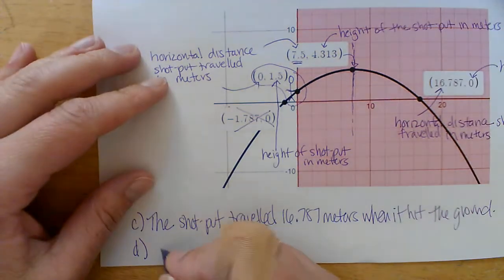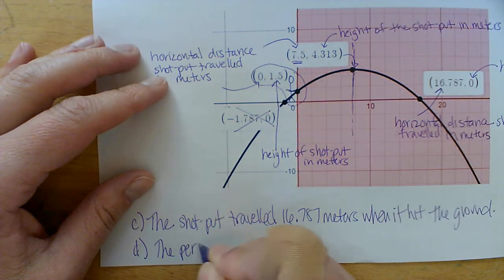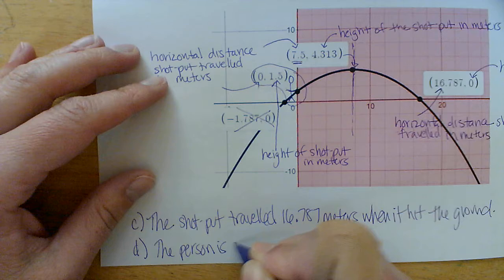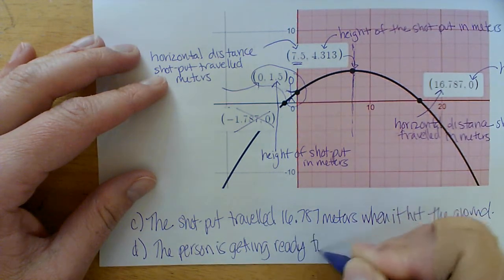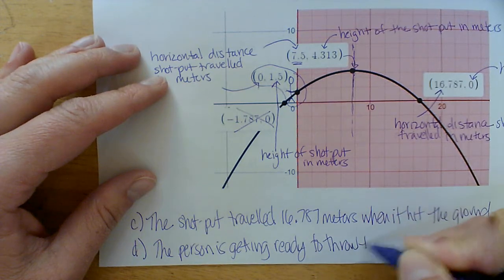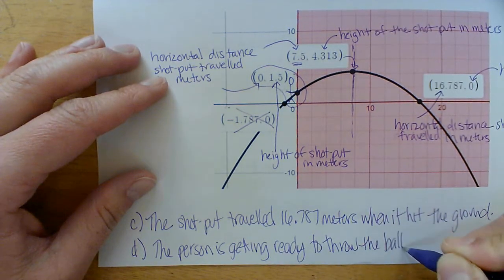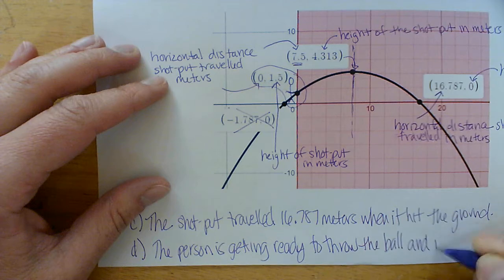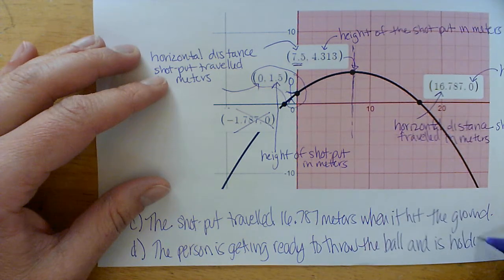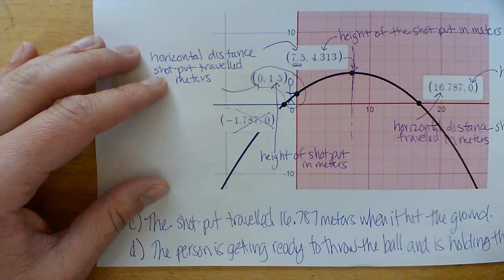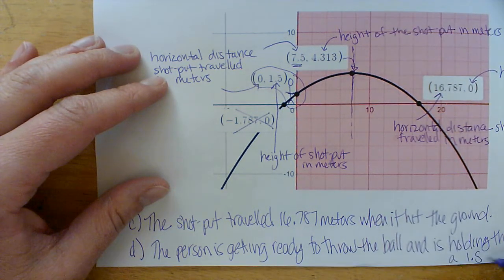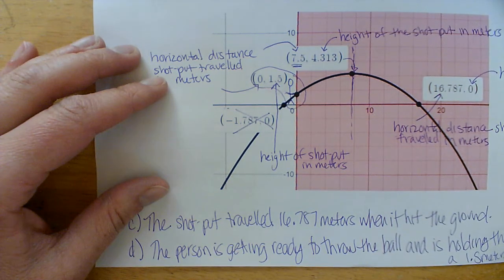So the person is getting ready to throw and is holding the shot put at 1.5 meters above ground. There we go.